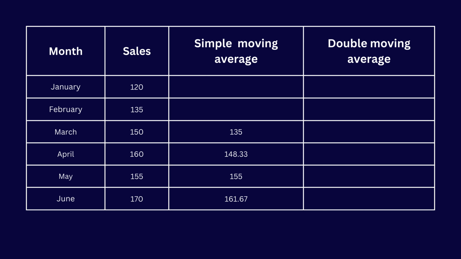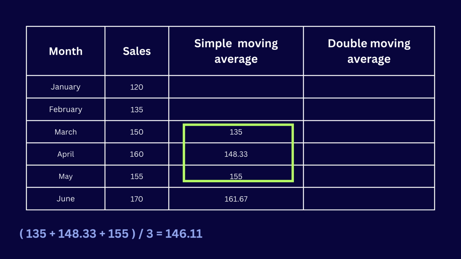Now we apply a second moving average to these values, again with a 3-month window. Add up these 3 values and divide by 3. So 135 plus 148.33 plus 155 divided by 3 equals 146.11.